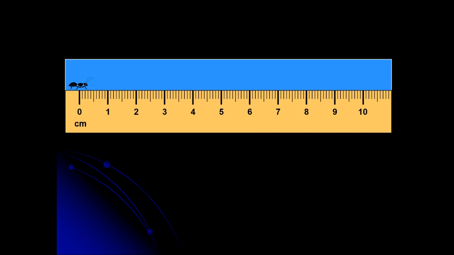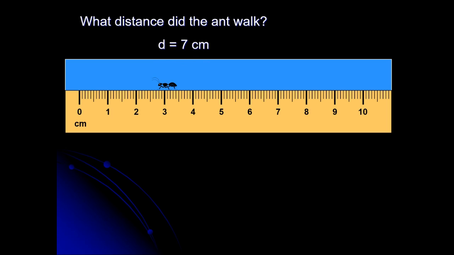Now let's look at this one. Say the ant starts at the reference point and walks to the 5 centimeter mark. He turns around and he walks back to the 3 centimeter mark. How far did the ant travel in total? Well, he went 5 centimeters to the right, and then he turned around and traveled another 2 centimeters to the left. So the total distance that he traveled was 7 centimeters.